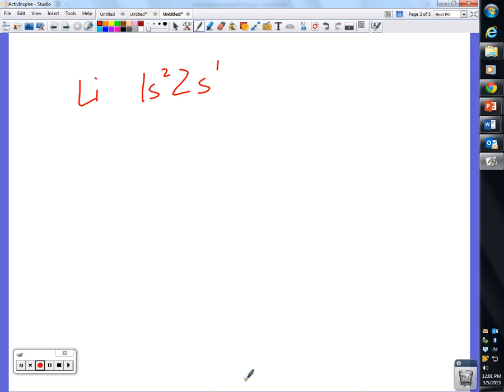Okay, there's the electron configuration for lithium, yes? I actually skipped over this a little bit. This is actually in your outline. So, the electron configuration for lithium is 1s2, 2s1. And that means how many valence electrons does it have? 1, right? Because the highest level is the second energy level, and there's only 1 electron in it.